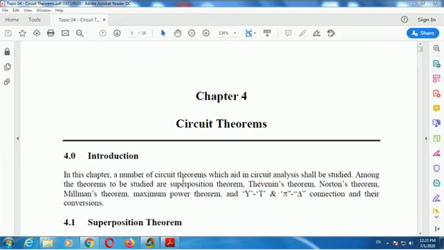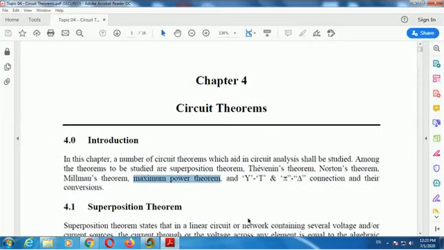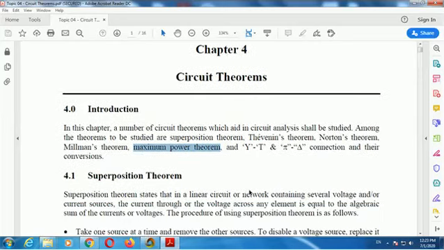The theorems we are going to study are: first, the superposition theorem. Next are Thevenin's theorem, Norton's theorem, Millman's theorem, the maximum power transfer theorem, and star-delta conversion. First, the superposition theorem.